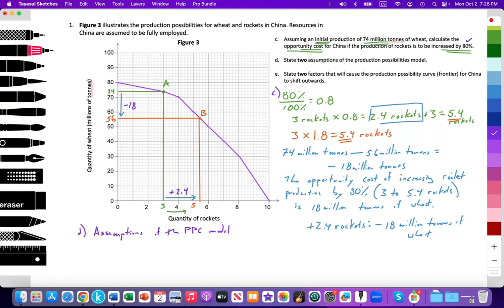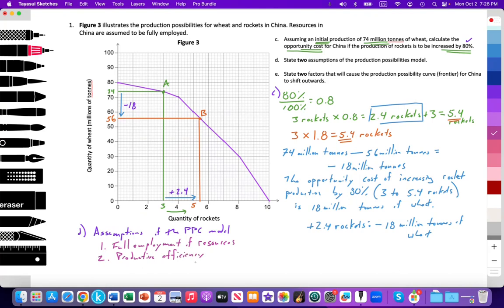All right, so what would your assumptions of the model be? They can include 1, we're going to assume full employment of all factors of production, of all resources, of all inputs. That's an assumption of the model. Number 2, we assume productive efficiency in the employment of resources, the employment of factors of production resources. And that, in fact, is stated here. We assume resources are fully employed, okay?